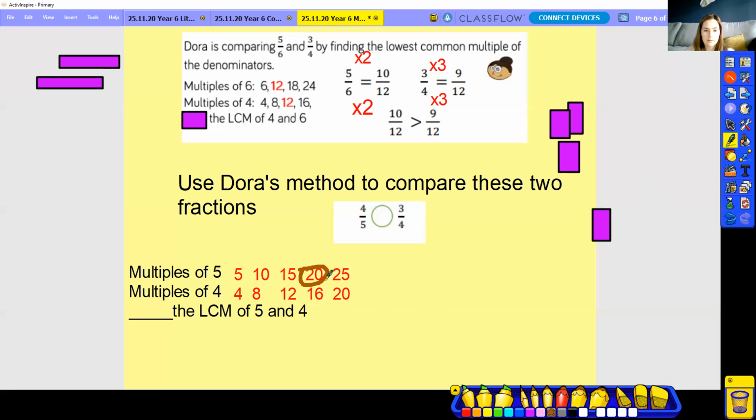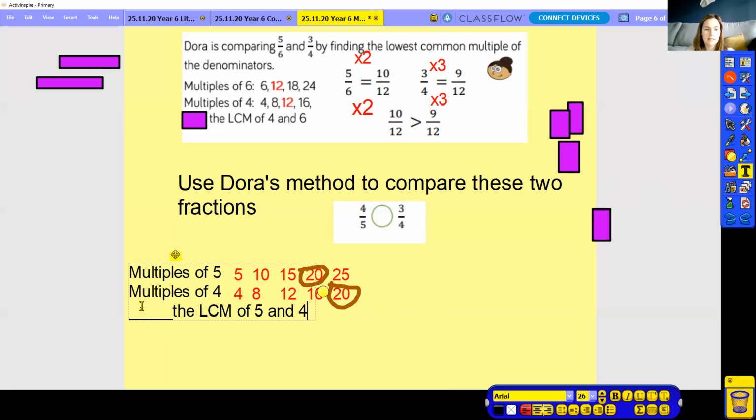Ooh, it's a terrible circle, Miss Farrell. So we've got 20 here, so we're going to write 20 here. So 20 is the lowest common multiple of 5 and 4.